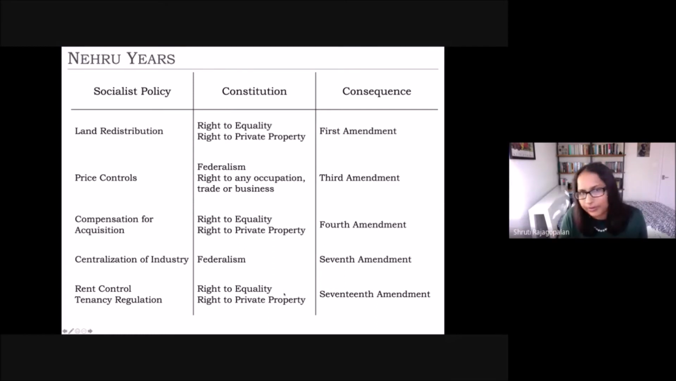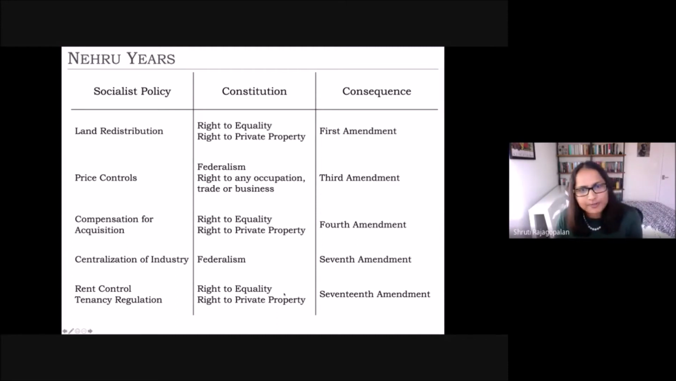A great book to read on this, by the way, is Rohit De's A People's Constitution, because it talks about how these kinds of infringements on people's ability to do business, on people's ability to have their own trade and occupation, led to the creation of this huge administrative state that ordinary people were challenging. Anyway, so coming back to the price controls, it ran into another big problem.